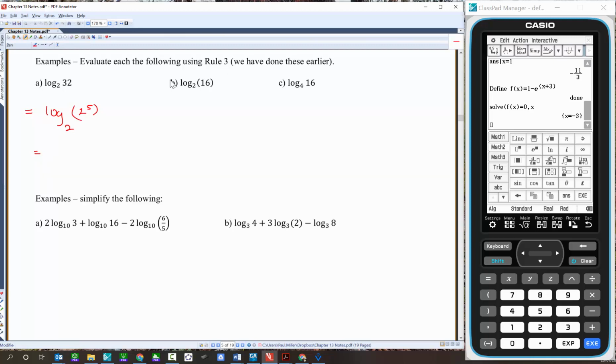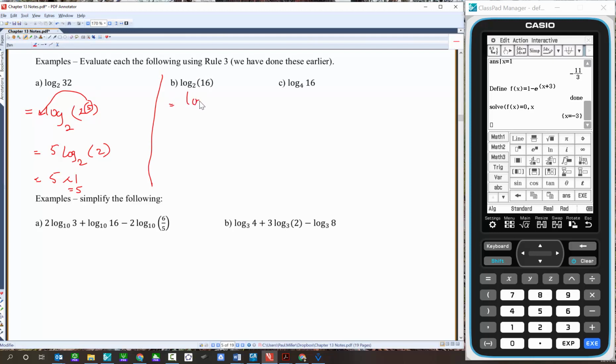Now Rule 3, I'll be willing to bet, says grab this index and plonk it out the front. We've got 5 log 2 2. Now 2 raised to what power will give me 2 as a result? The answer is 1. So log 2 2 is in fact just 1. That's 5 times 1, which is just 5. So notice we get exactly the same answer. I think the more efficient one is the way we did it earlier, but it just shows you why Rule 3 actually works.